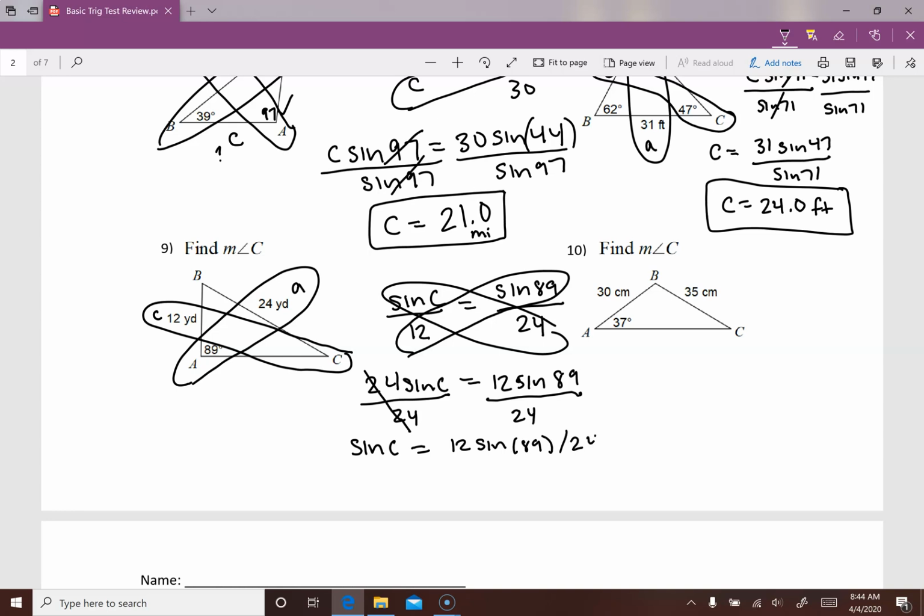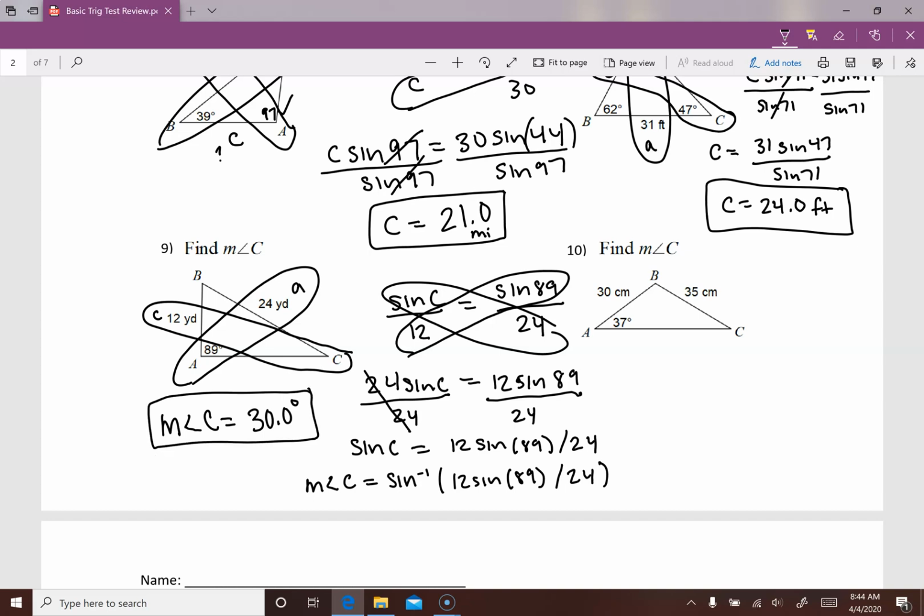Now, of course, I need to solve for C, so my measure of angle C, or you can just write C if you'd like, is going to be equal to sine inverse of 12 sine 89, close my parentheses, divided by 24. And I do that in my calculator, and I get that the measure of angle C is equal to 30 degrees. And again, I should be rounding to the nearest tenth, so I should put 30.0 degrees. And degrees is our units.